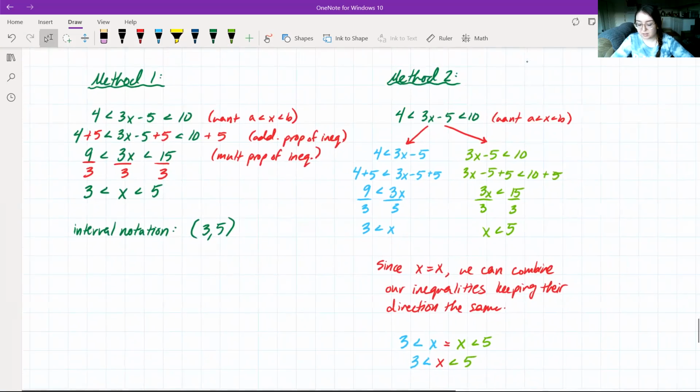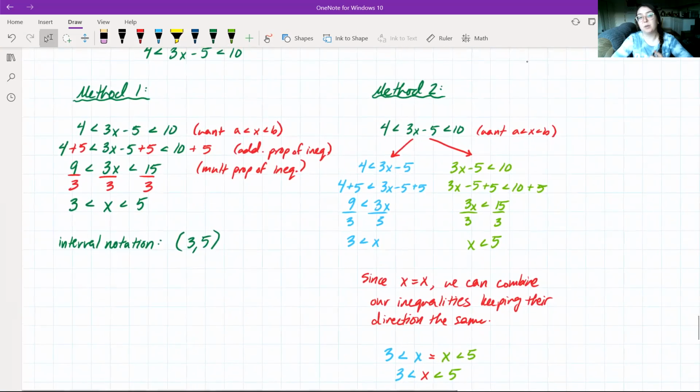So 2 separate methods. You can choose whichever one feels easier to you when you want to solve these problems. One definitely looks a little shorter, but one may make more sense. So you can choose whichever method you would like when you want to solve these inequalities. You should get the same answer. That's the key there. You should get the same answer.